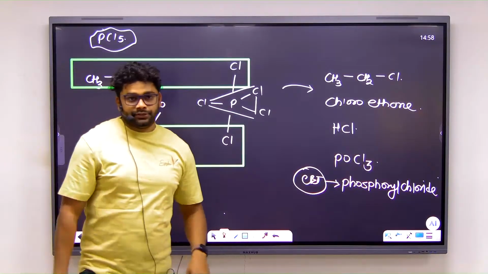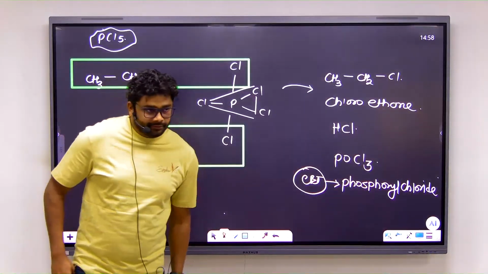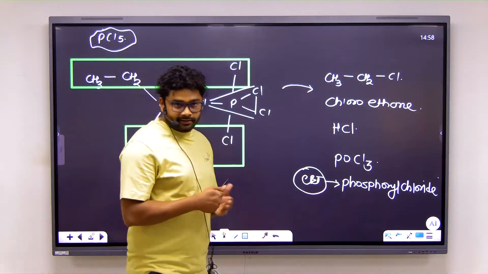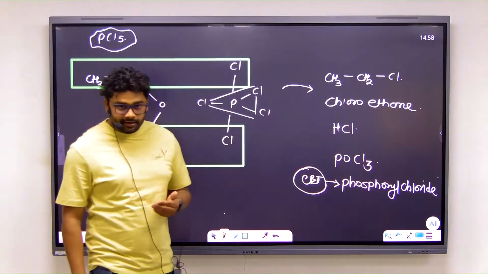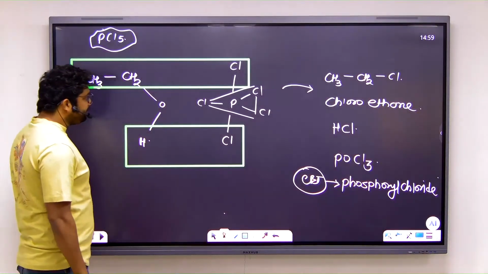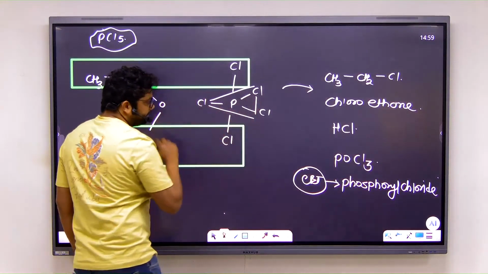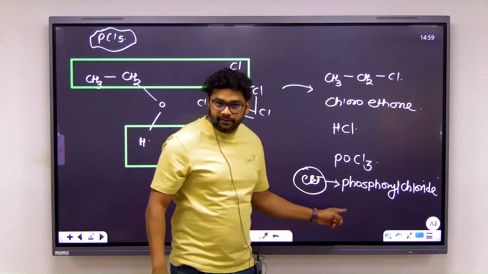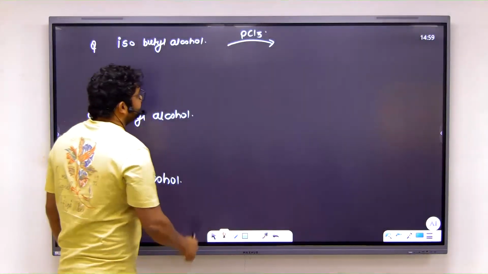Topic: types of geometry. Concept: VSEPR or VBT? VSEPR. In VBT, we discuss hybridization. Am I right? Okay. So you remove this one, this one. POCl3, what is its name? Phosphoryl chloride. Repeat. Good. Solve.